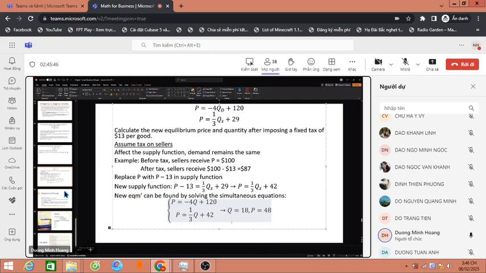Again, you can either put that in the calculation, or you can use the elimination method. That is, you have this minus this, and so on. If you use the elimination method, it comes out like this. Then solve for Q, and then we find P. So this is our new equilibrium price and quantity.